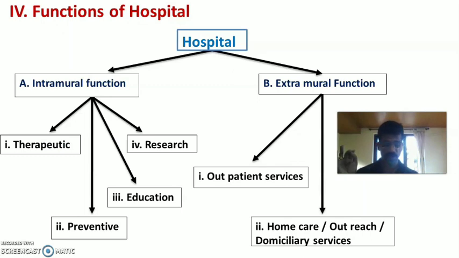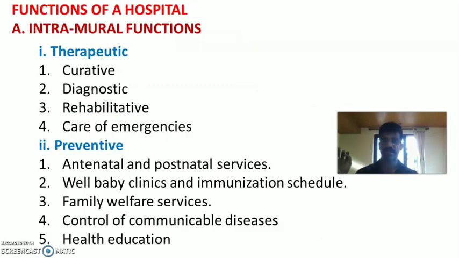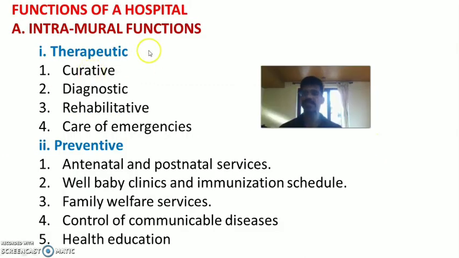Now let us see them one by one. First one is intramural function. So intramural function first is therapeutic functions, which includes curative care, diagnostic measures, rehabilitative services, and care of emergencies through the casualty. So therapeutic means treatment related services. That is the main focus of the hospital. That is curative in nature. That is curative services, that is cure, care, etc.